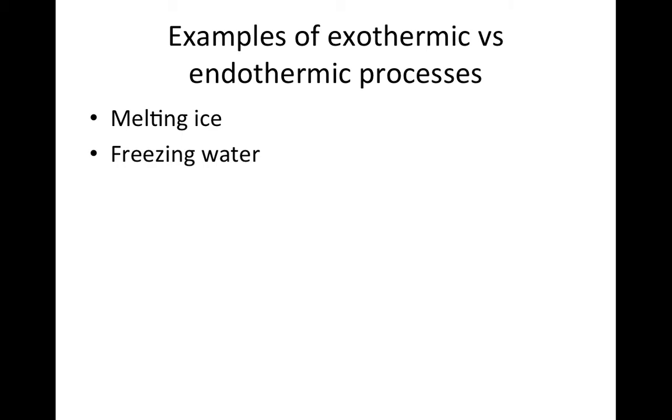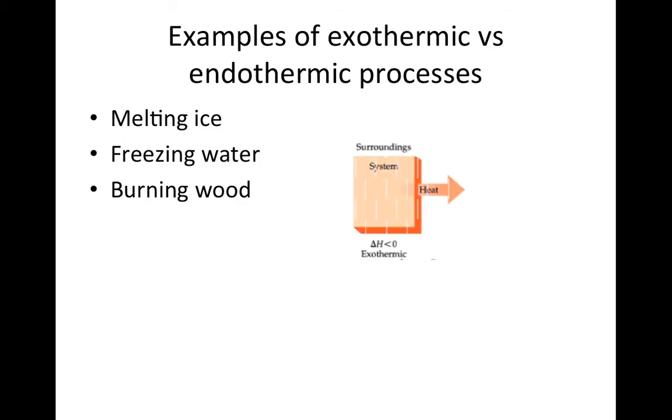How about freezing of water? Well, in order to freeze water, we have to remove energy from it, or remove heat. And if we remove heat, that means it's exothermic, or a delta H that is less than 0, or negative. The last one is real easy, the burning of wood. When you burn wood, you're actually releasing heat to the surroundings, and therefore it's an exothermic reaction, where the delta H is negative.